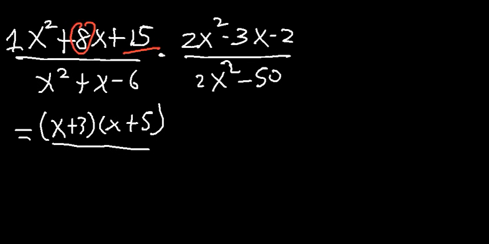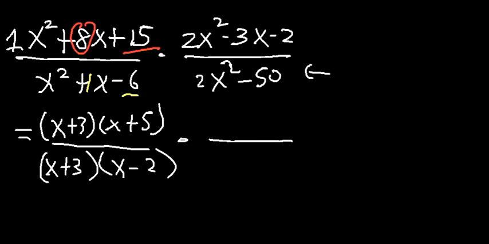Now, what two numbers multiply to negative 6 but add to 1? This is positive 3 and negative 2. 3 times negative 2 is negative 6, and 3 plus negative 2 is positive 1. So it's going to be x plus 3, x minus 2.